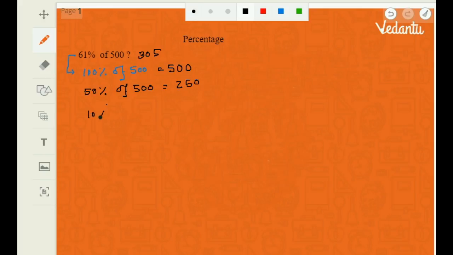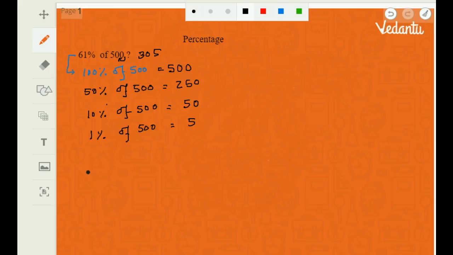Then I'm going to find 10% of 500. For 10% of 500, you have to just move the decimal place one step towards the left, so you'll be left with 50. And 1% of 500: you can just divide 500 by 100 because it's the 100th part of 500, so you'll be left with 5.